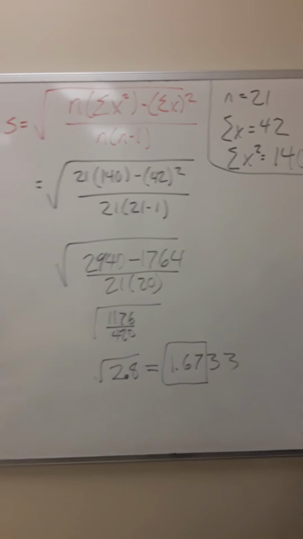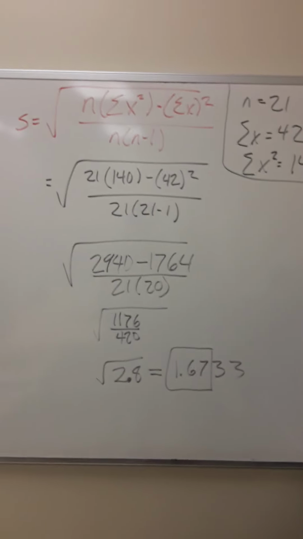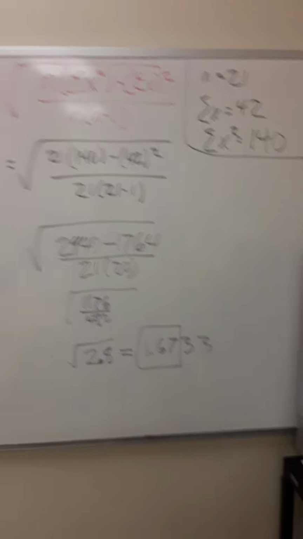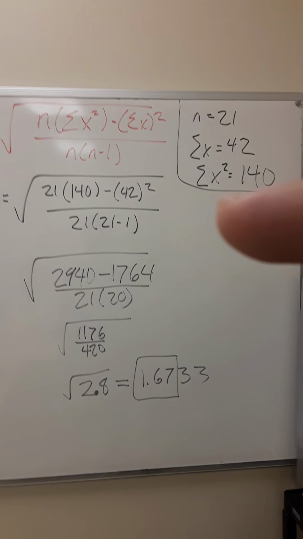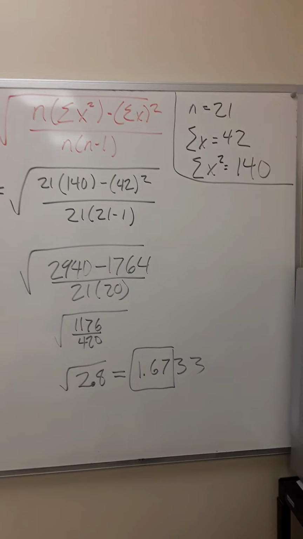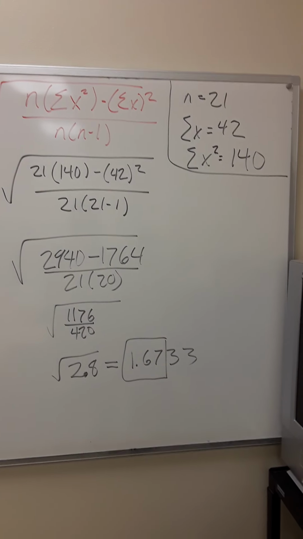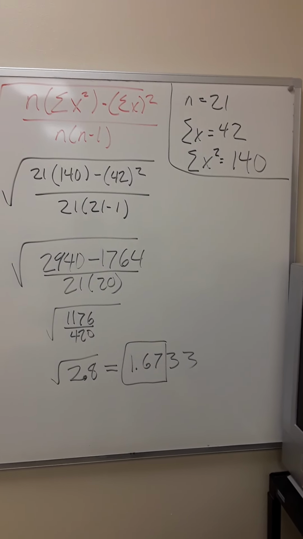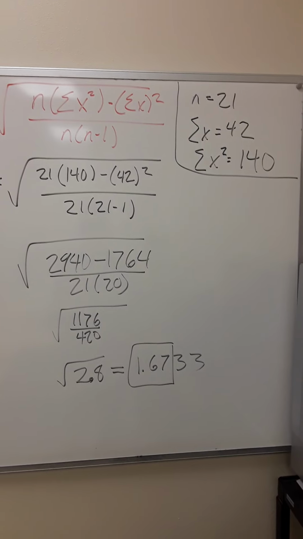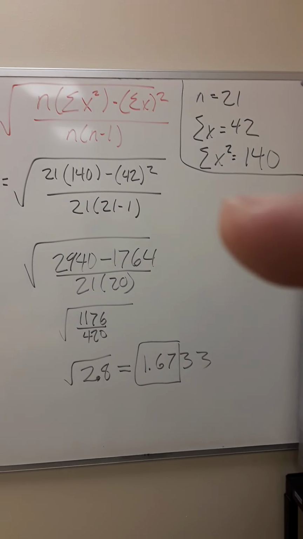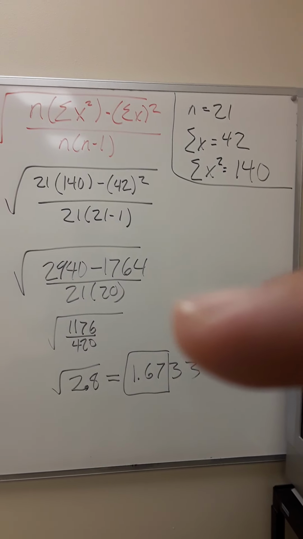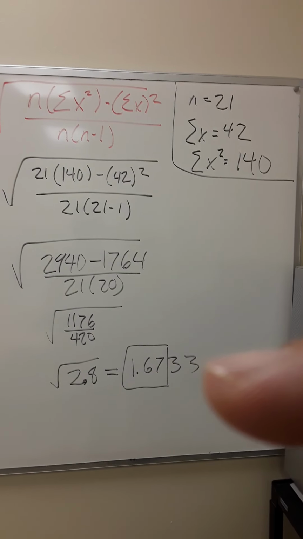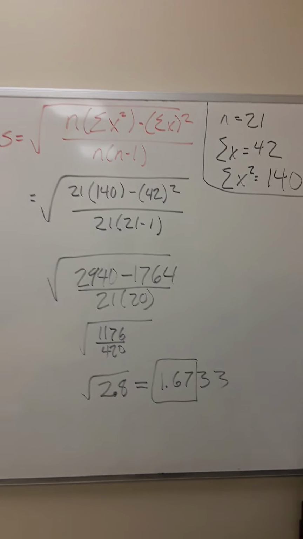So we plug them into the equation that we have at the top for finding the standard deviation. As you see, we go through step by step. 21 times 140, subtract 42 squared over 21, and 21 minus 1. And as you can see, I found the values using my scientific calculator. And as we go down, we come to the same amount for the standard deviation.